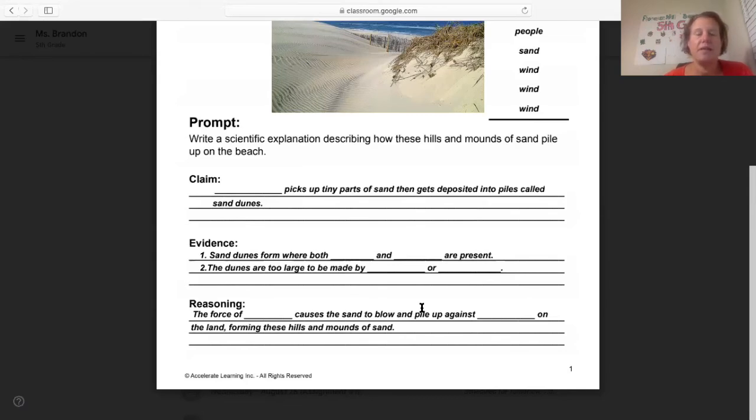Fill in those blanks. Now your reasoning. The force of something causes the sand to blow and pile up against something on the land, forming these hills and mounds of sand. Think about what we did in our experiment today, right? When I modeled it also.